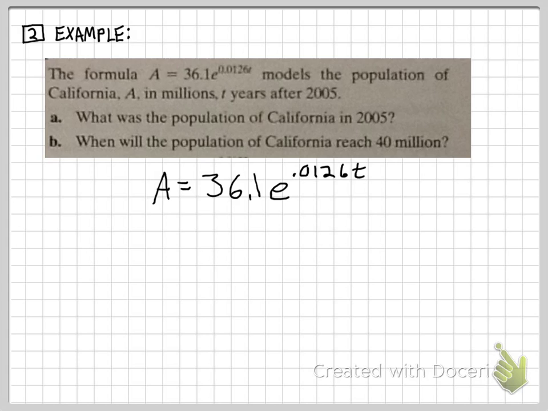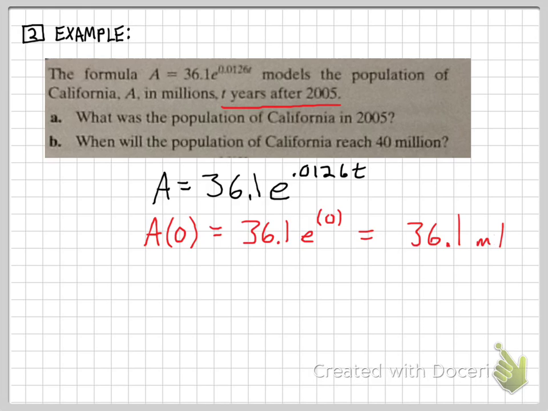Well, since the model, as we see from the problem up here, t is measured since 2005, so the year 2005 is actually in our formula year 0, right? So I'm actually finding what is the population of California in the year 0, and so that gives me 0 in this exponent. E to the 0 is 1, and so 36.1 million is my answer. And it's in millions of people, so according to this model, that was the population in 2005.